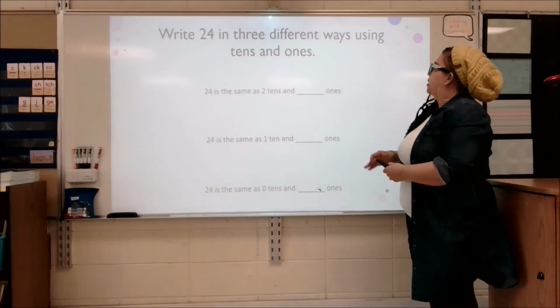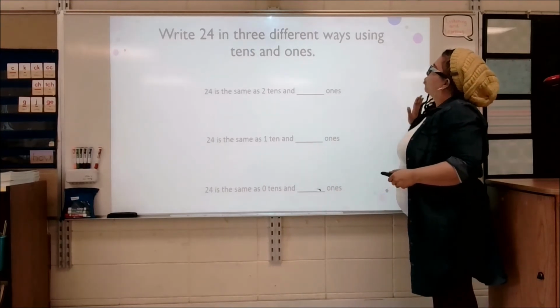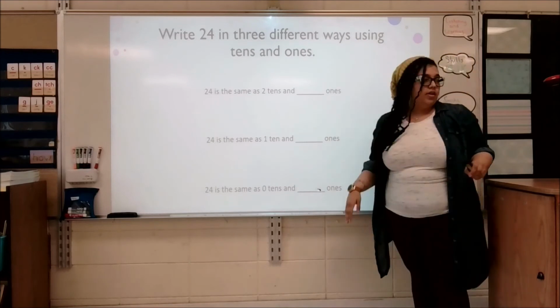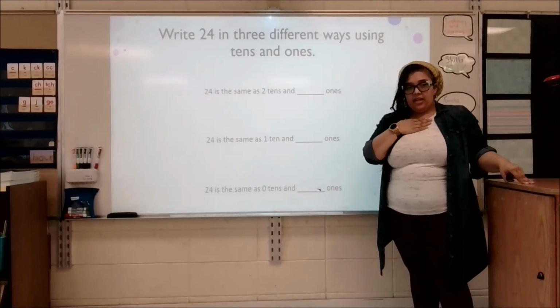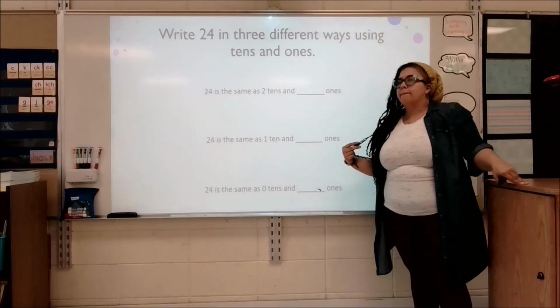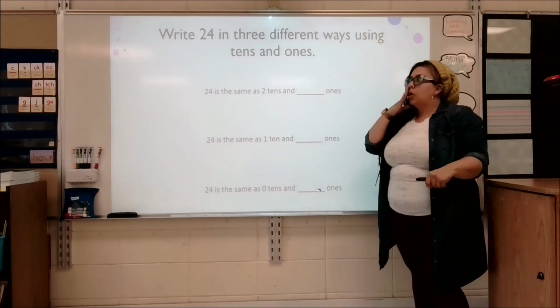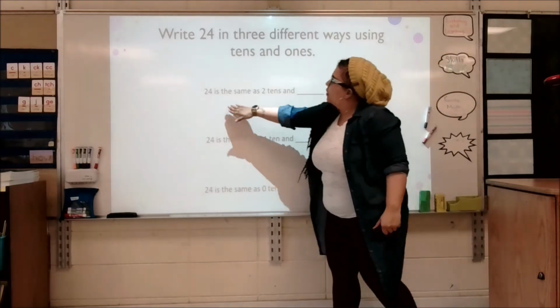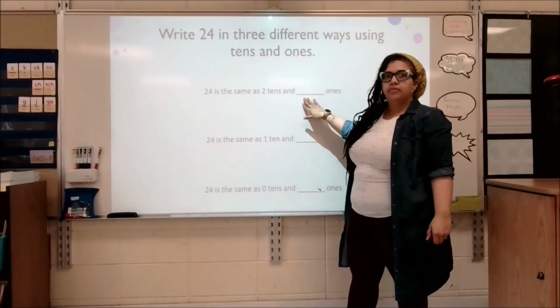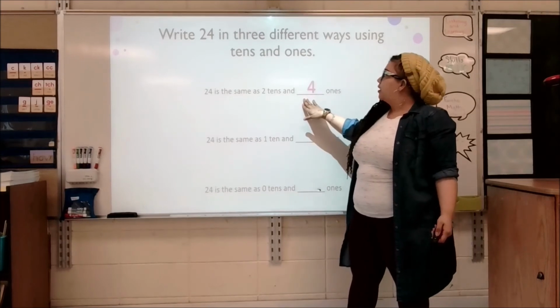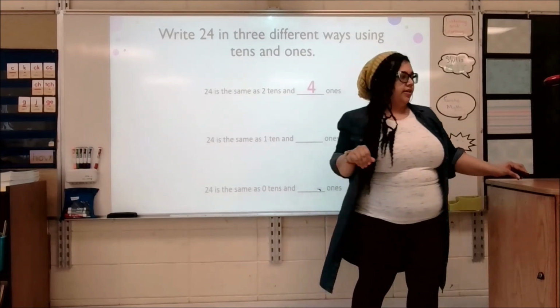So here we see, write 24 in 3 different ways using tens and ones. Okay. So let's read. 24 is the same as 2 tens and 4 ones. Good. 24 is the same as 2 tens and 4 ones.